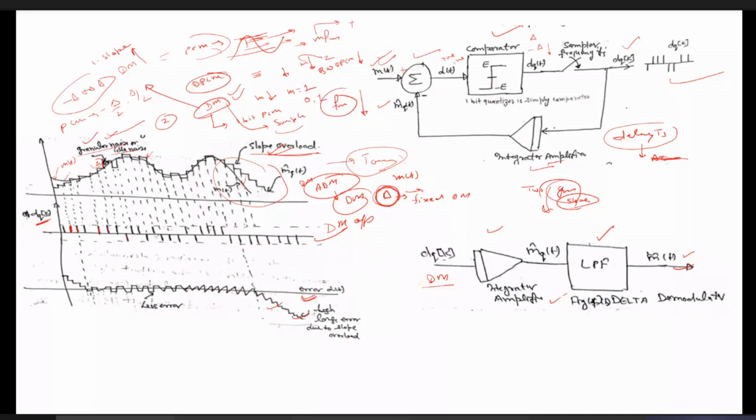What happens in the case of slope overload? Suppose here we have this type of output in the delta modulator. Here you can see the message signal is greater than that of this staircase function, so the output d(t) will always be negative. Then d_q(t), the output of the comparator, will also be negative, that is minus e, or minus delta. And hence the output of this will always be negative.